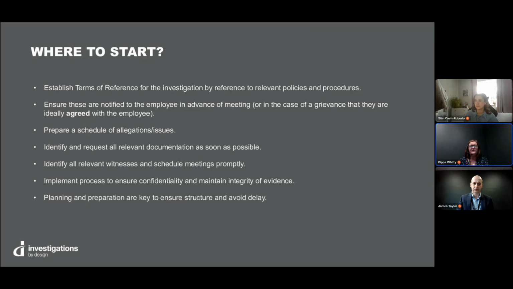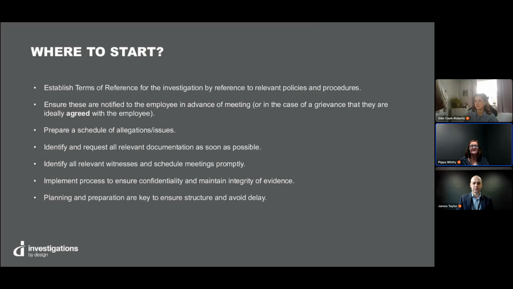Where an employee is being investigated, the terms of reference should usually be notified in advance of any investigation meeting. This is so the employee understands the issues. In the grievance process, the terms of reference should ideally be agreed with the employee who has raised the concern. This is to make sure the investigation is addressing any of the complaints that have been made.